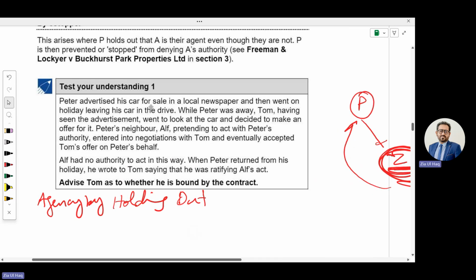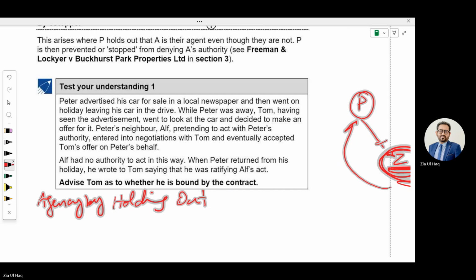Peter advertised his car for sale in a local newspaper and then went on holiday, leaving his car in the drive. He advertised, my car is for sale, and then went on holiday, leaving his car in the drive. While Peter was away, Tom, having seen the advertisement, went to look at the car and decided to make an offer for it.